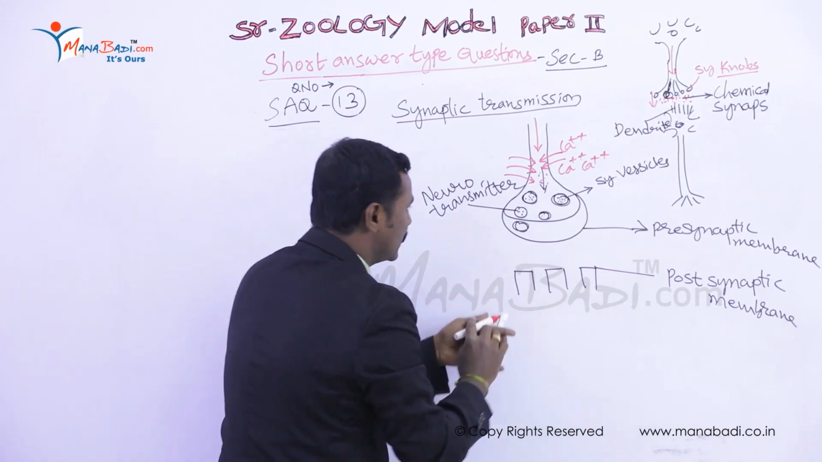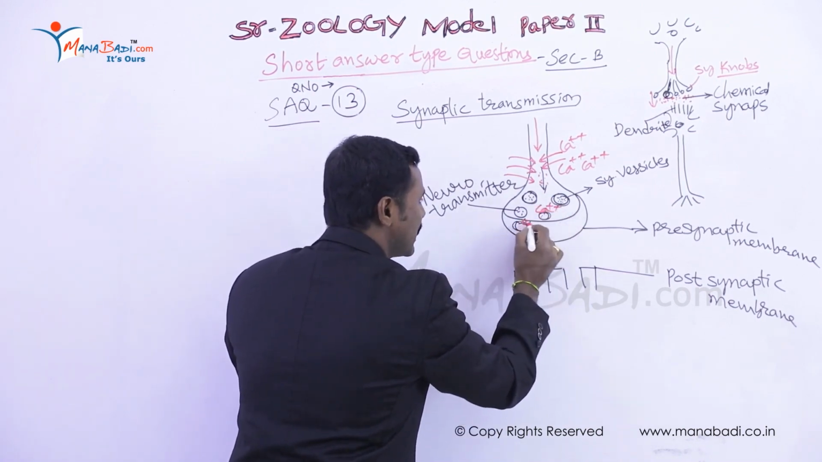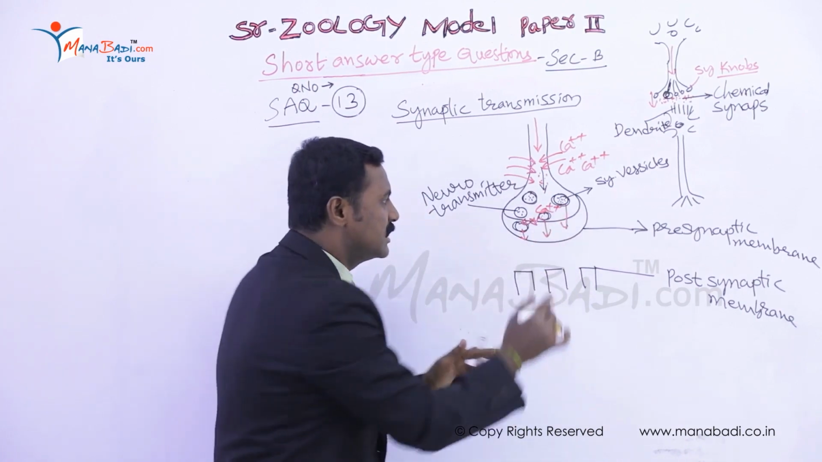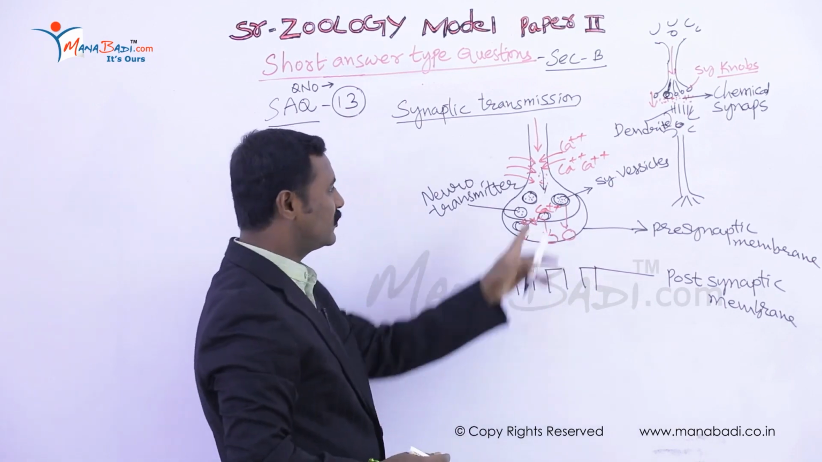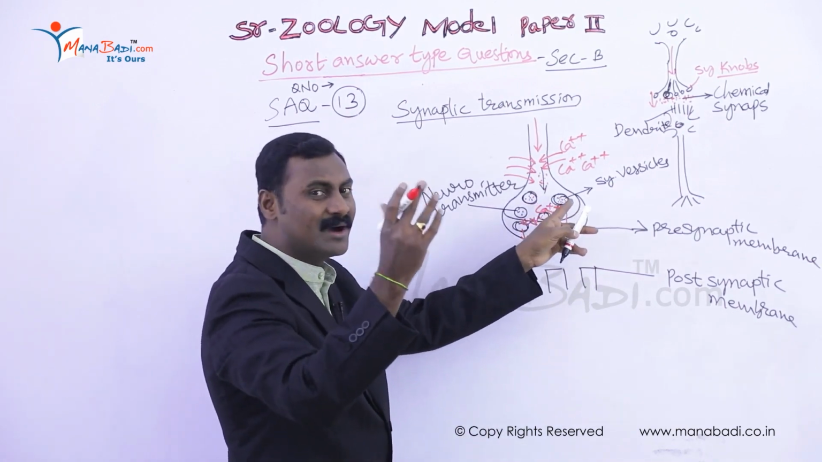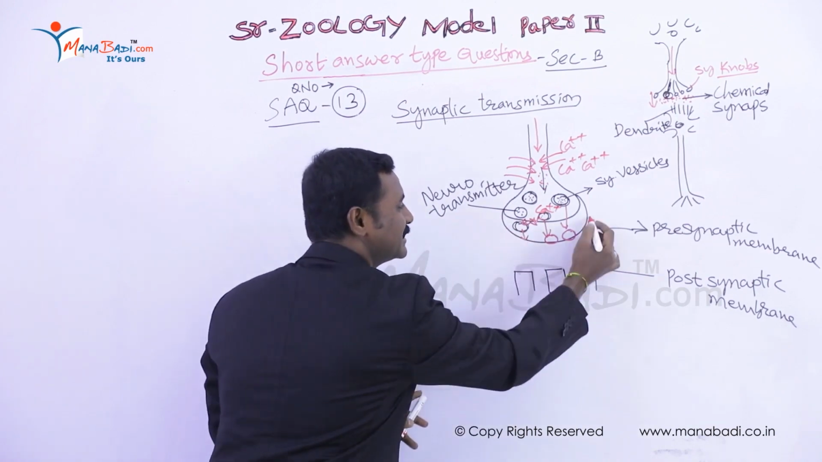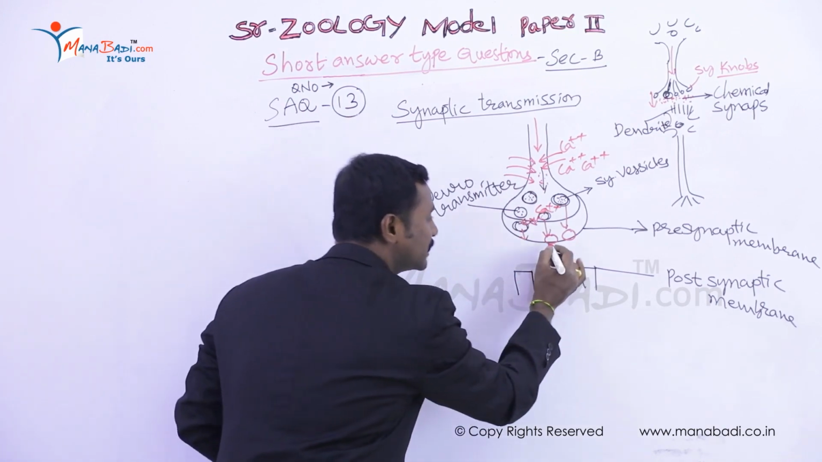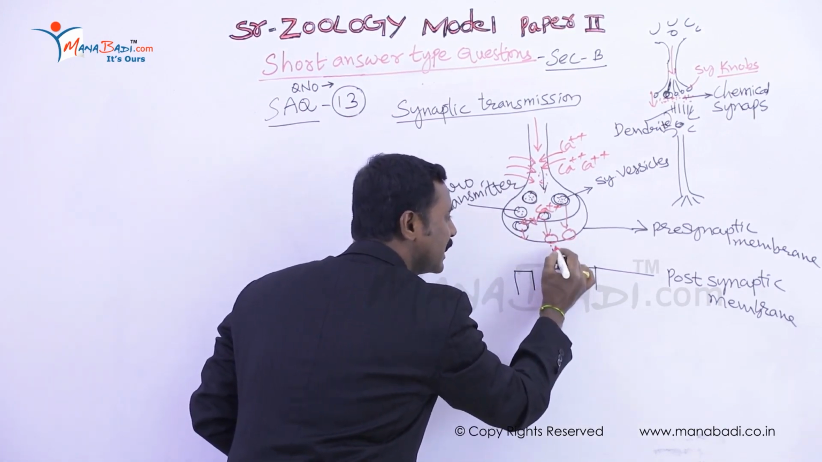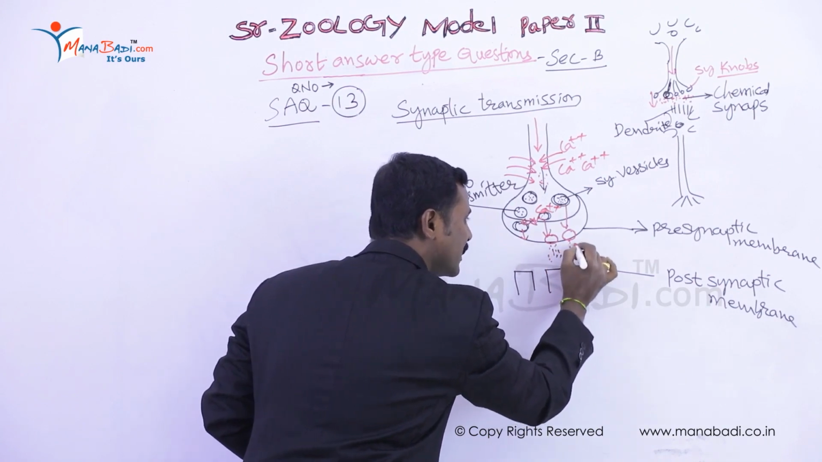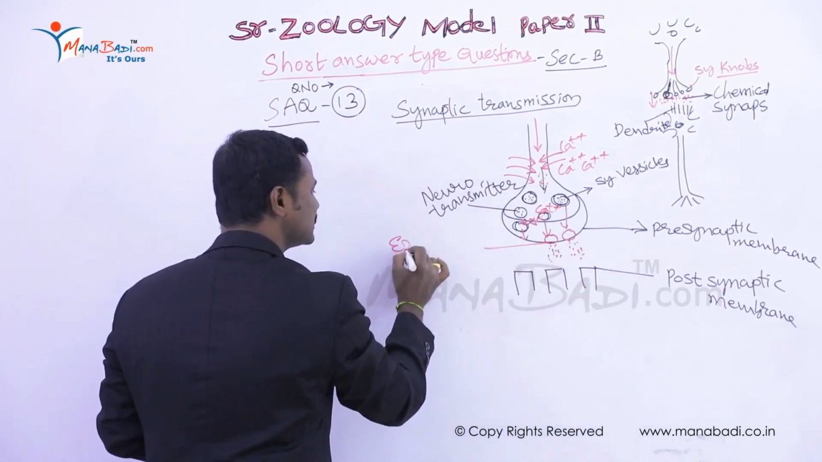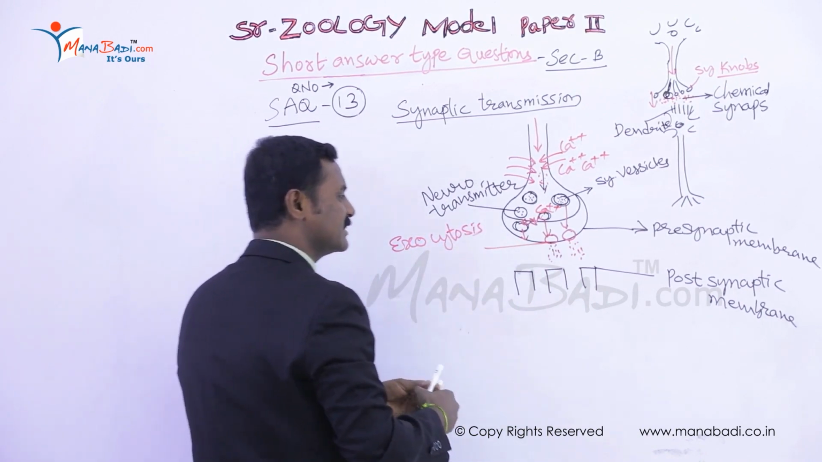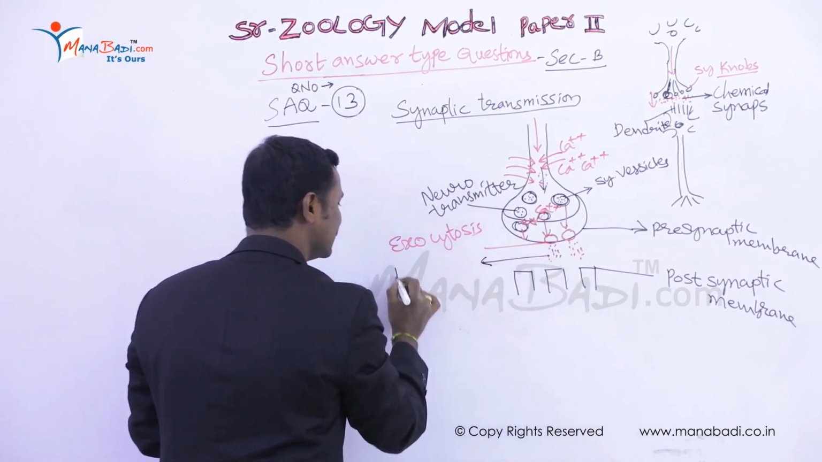You see I am drawing here, you see calcium ion. They are simply pushing the vesicles towards the membrane. Before that their location is in the knob, but now they are pushed towards the presynaptic membrane. So for that purpose calcium ions are very important. After they reach the presynaptic membrane, by the process of exocytosis, the neurotransmitter is released.